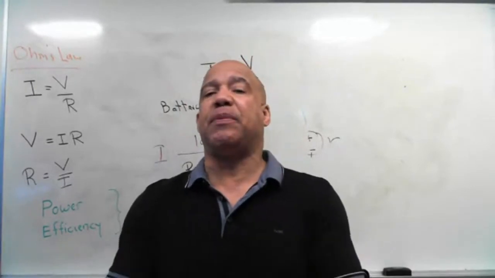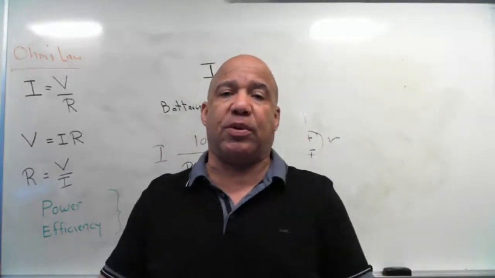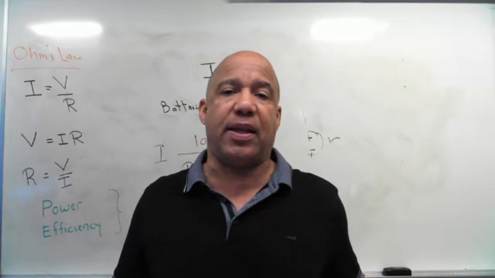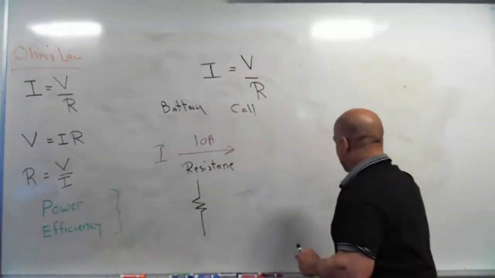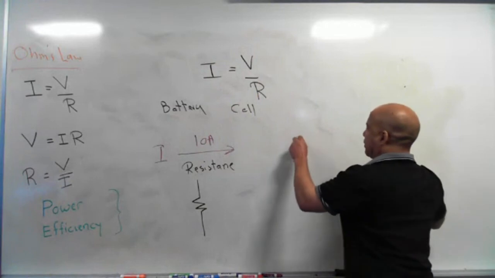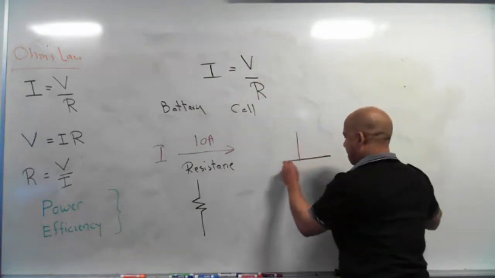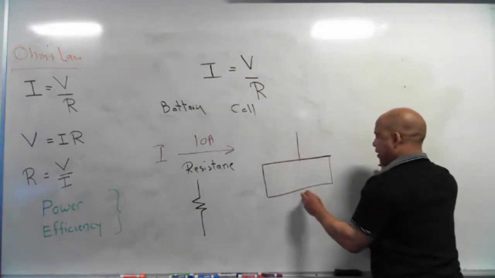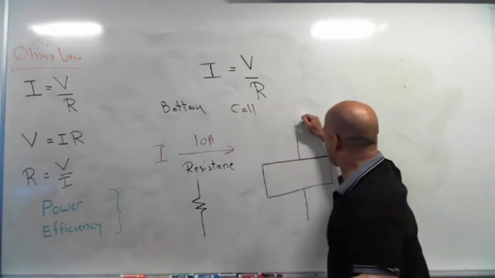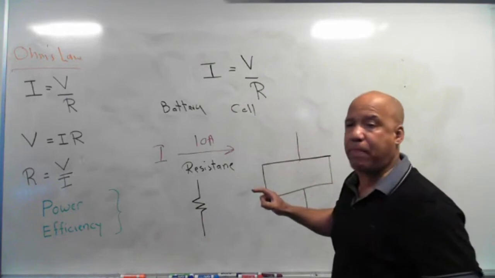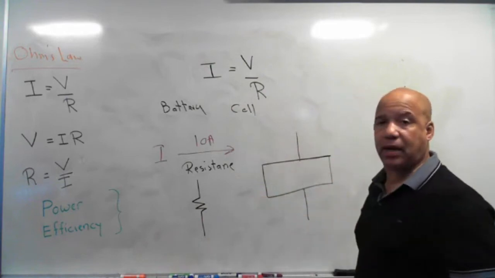Now, what if they give you something that you don't know what the symbol is? You don't know what the schematic symbol is. You have no idea. Then whatever device they give you, you can just draw a box, and you can label it. Most devices have two terminals, a positive terminal and a negative terminal. So if you draw a box, you just draw two wires coming out of it.